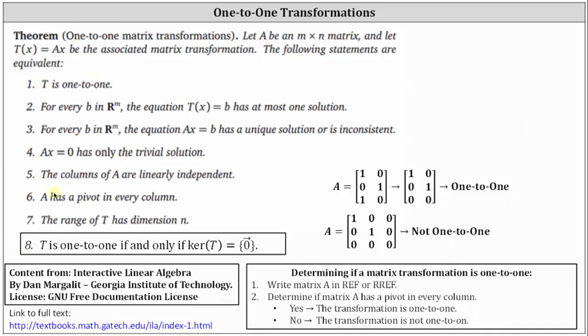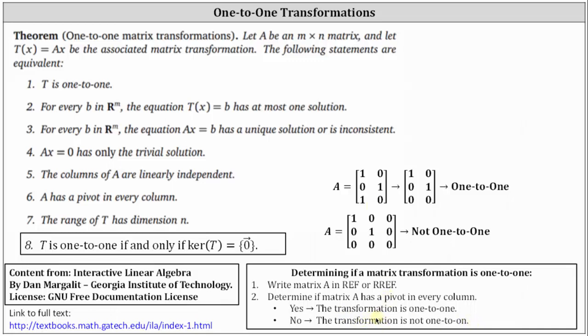But in practice, we often use number 6, where to determine if a matrix transformation is one-to-one, we write the transformation matrix, or matrix A, in either row echelon form or reduced row echelon form, and then determine whether matrix A has a pivot in every column. If the answer is yes, the transformation is one-to-one. If the answer is no, the transformation is not one-to-one.